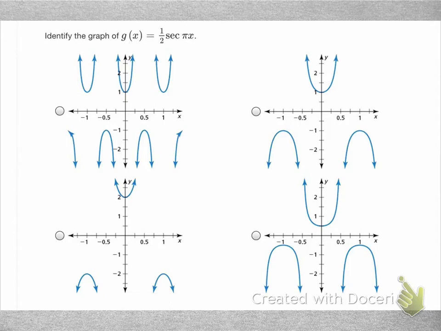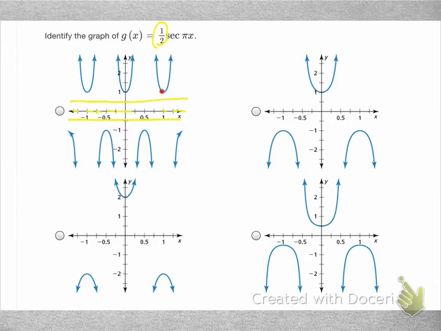All right, what am I given here? I have an a value of 1/2 and a b value of pi. We're going to use both of those numbers. So let's start out with my a, 1/2. Remember what that means? On the graph from my center line, so let's look at this one. If this is my center line, I should only be up 1/2 and down 1/2.